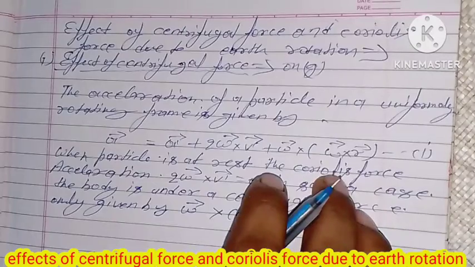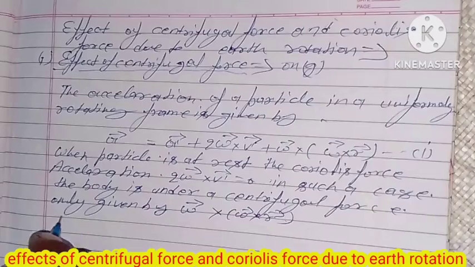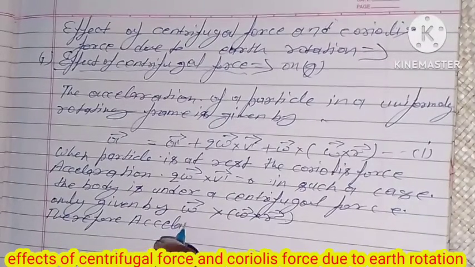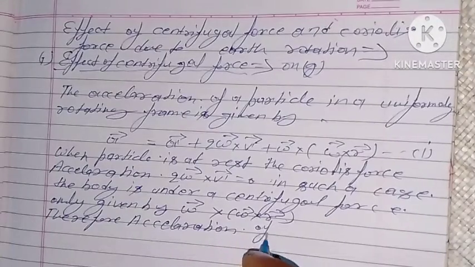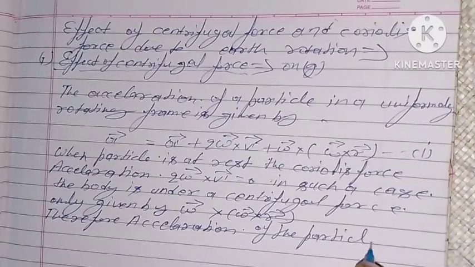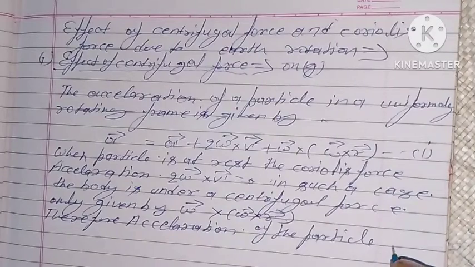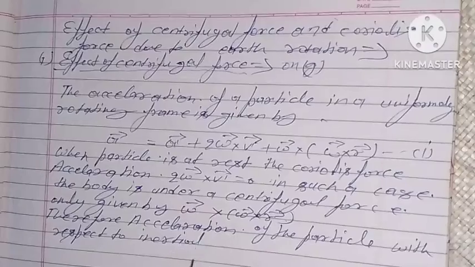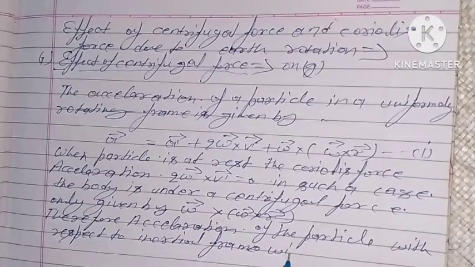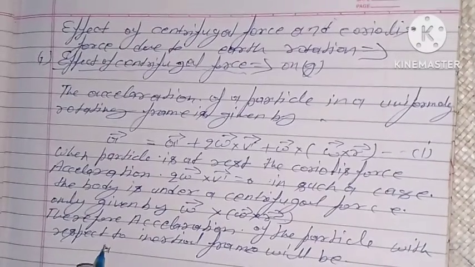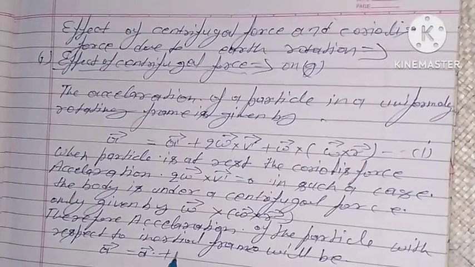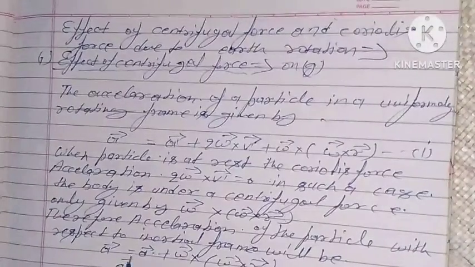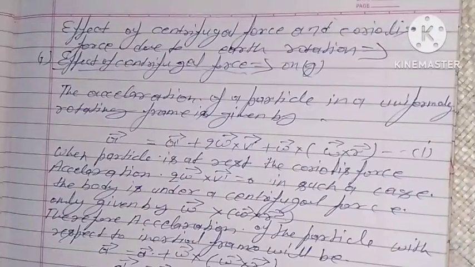Therefore, the acceleration of the particle with respect to the inertial frame will be vector A equals vector A dash plus omega vector cross omega vector cross R vector. So vector A dash equals vector A minus omega vector cross omega vector cross R vector.